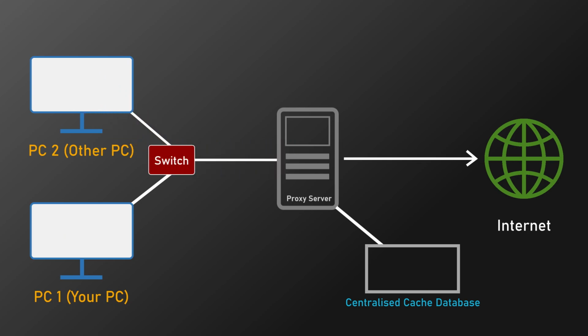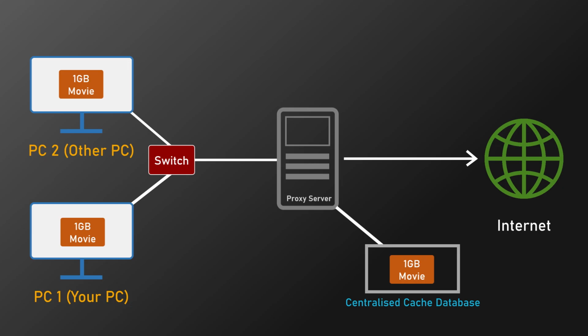For example, if you download a 1 GB movie on your computer, keeping the proxy server in the middle, the proxy server, after retrieving the movie from the internet, will send it to your computer as well as keep a copy of it in its centralized database. And now, if another computer on your local network tries to download the same movie, the proxy server will send it from its database without downloading it again from the internet. This makes the data reception very fast, making the overall improvement of the network.